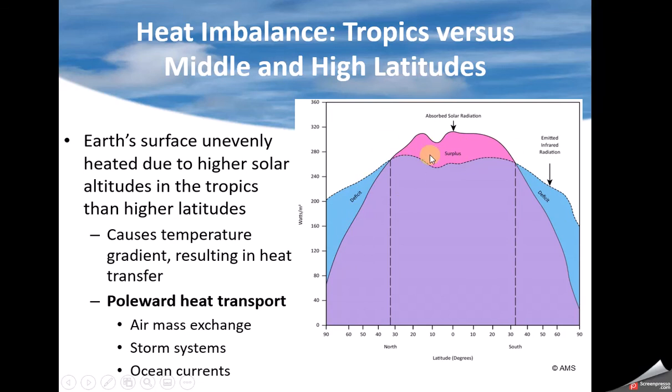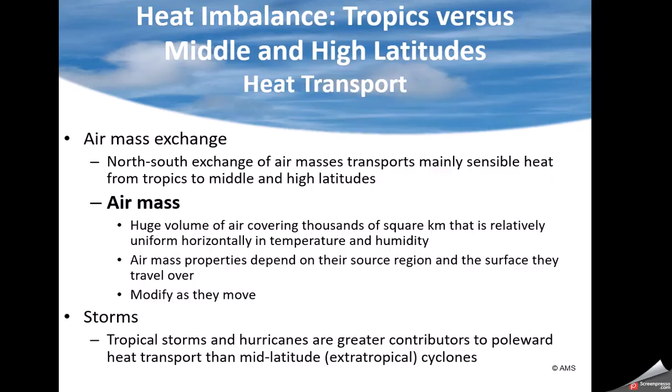So this heat, through the exchange of air masses, through storms, hurricanes are great examples of moving a large amount of heat from the tropics into the northern hemisphere. Ocean currents. All these are ways heat is transferred. And all that imbalance is what causes a lot of the weather you see. Air masses. Think about an air mass as a huge volume of air.